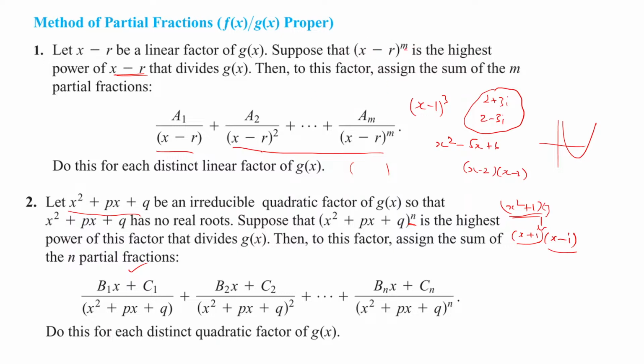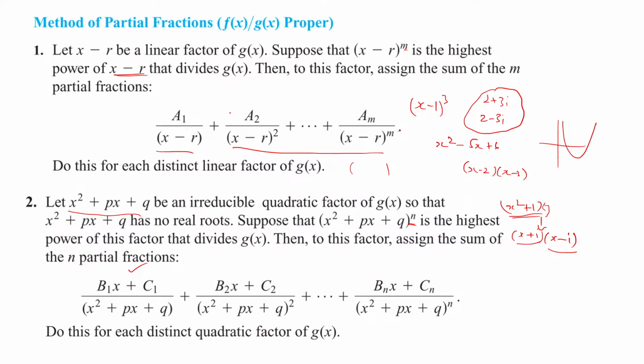What is the difference? Here, the first one you will take to the power 1, the second one to the power 2, and the mth one to the power m. Similarly, for the quadratic factor, first one to the power 1, second one to the power 2, final one to the power n. At the same time, the numerator this time will be a linear function. If the factor is linear, the numerator is a plain constant.